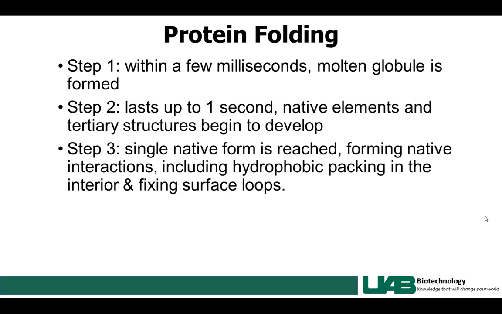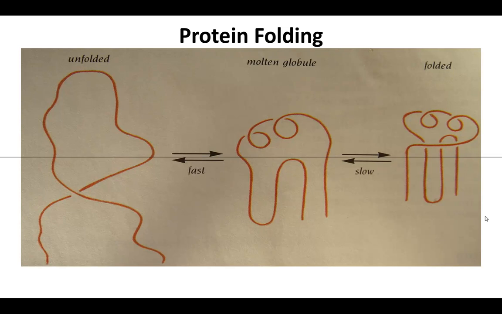And so protein folding then is proposed or is believed to have the following steps. The first step occurs within a few milliseconds, that is the formation of the molten globule. And the second step lasts about a second, and native elements and tertiary structures begin to develop in the protein. And then in the third step, a single native form is reached, and that has the lowest energy level. Okay? And this is just an illustration.